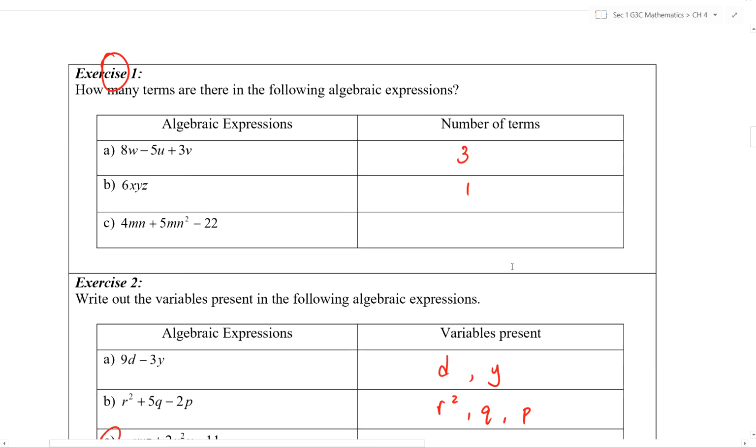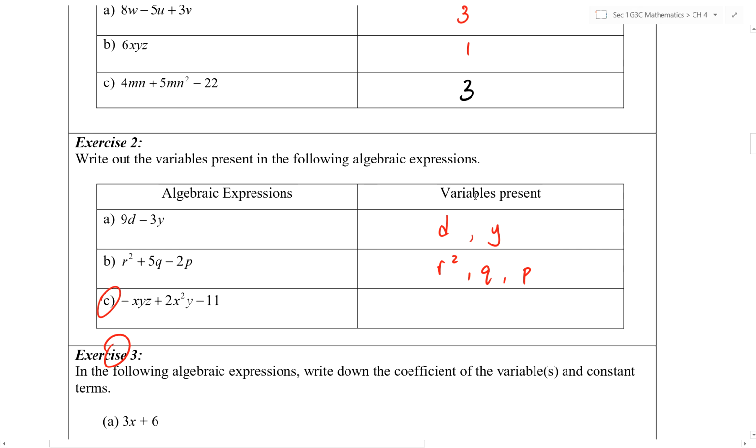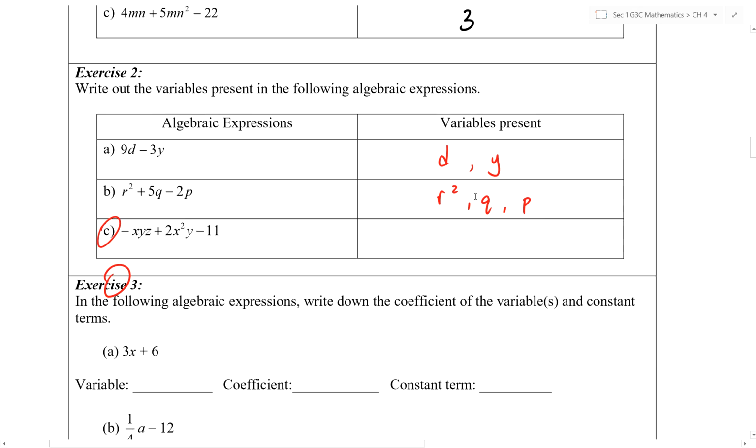Okay, next one. Exercise 1 is also your homework question. Ms. Tan has already gone through part A and B, number of terms. So part C, quite clearly, number of terms will be 3 as well. Write down the variables present. So variables in this case will be all the unknowns, things that we can substitute with numbers. So in this case, we've got first variable x, y, z, x squared y.